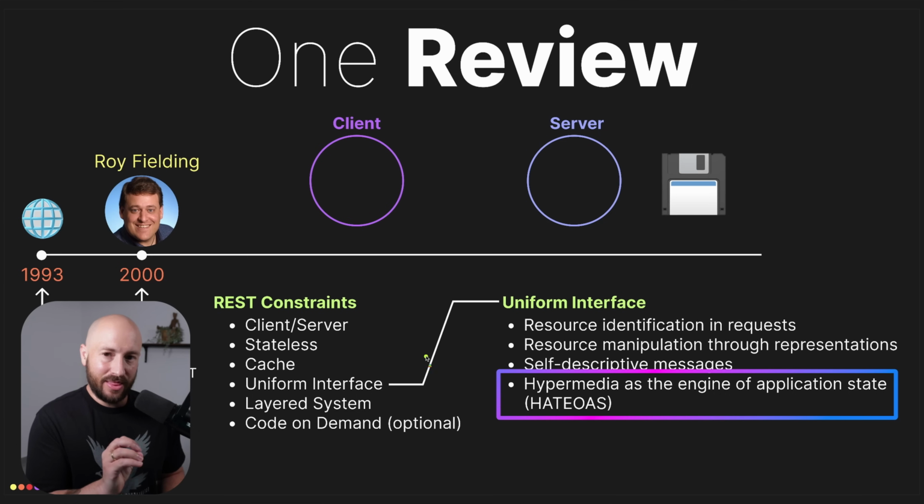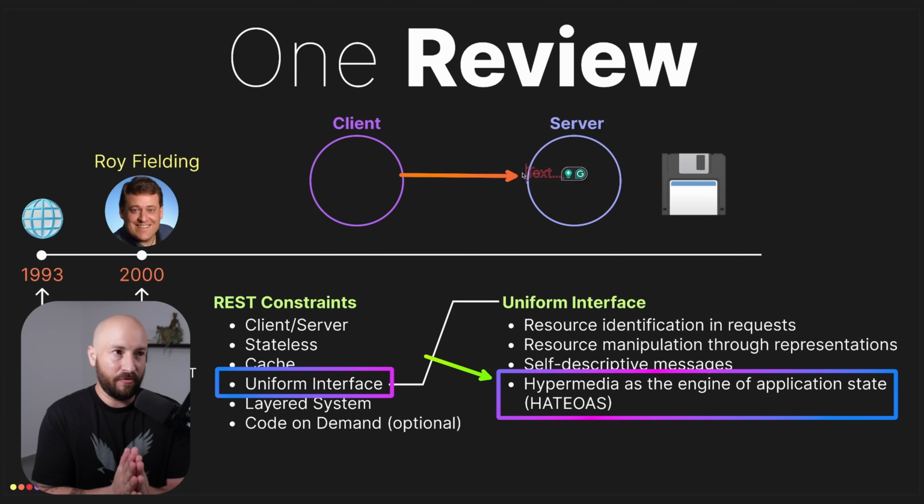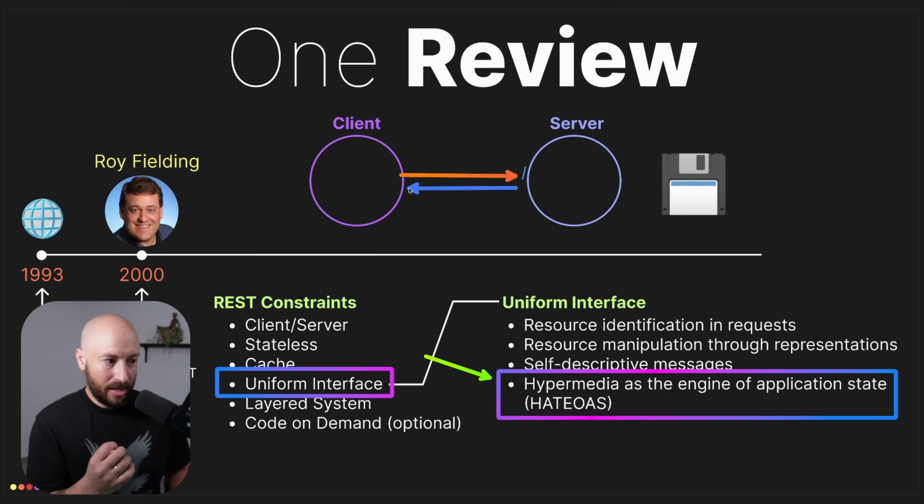HATEOAS. What this bullet point comes to say is the following. The client, based only on one initial URI, so we said the URI is an identification for one resource or a collection of resources. Based on the initial URI, so let's say you have the path just slash, the client, based on the response, should be able to find out on its own all the various actions that it can do on the server.